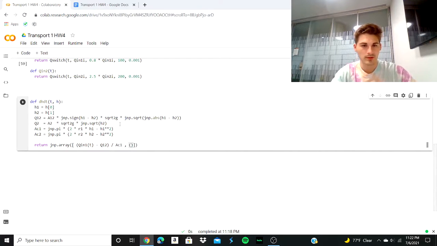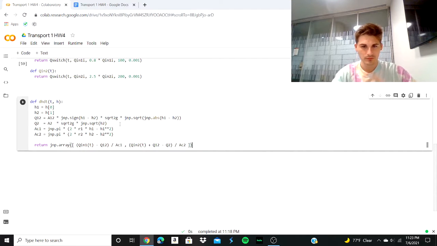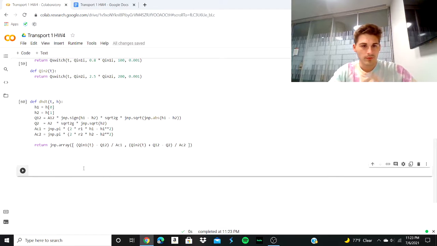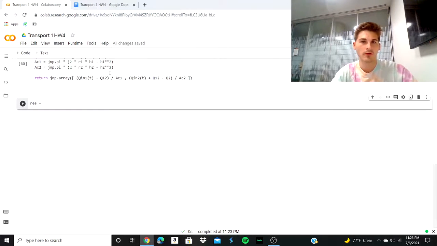So that's going to be the changing of the volume, which is the inlet flow to tank 2 with respect to time, plus the flow between tanks 1 and 2, minus the flow leaving our second tank, divided by the cross-sectional area of our second tank. And from here, we can then go ahead and solve. We can find a result for this function here across a time interval. And so we'll make use of this solve IVP function, which is a solve initial value function.